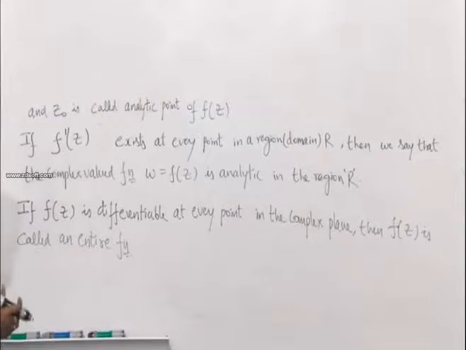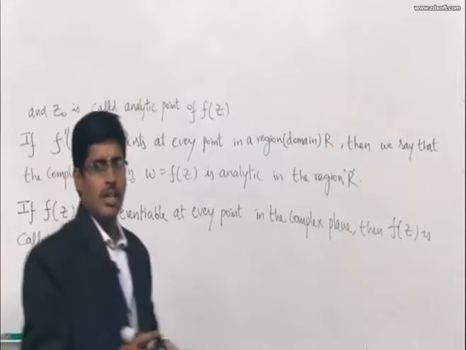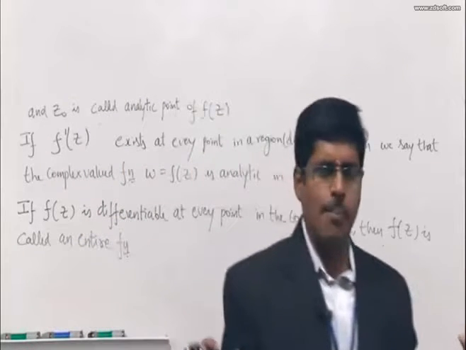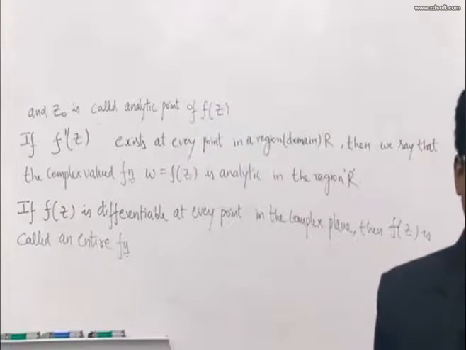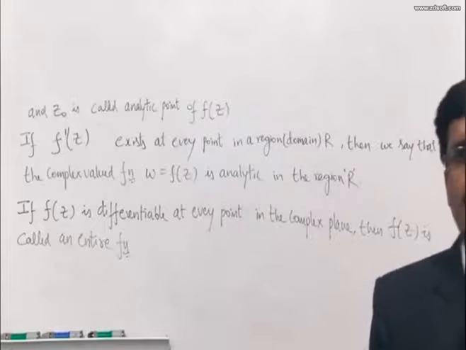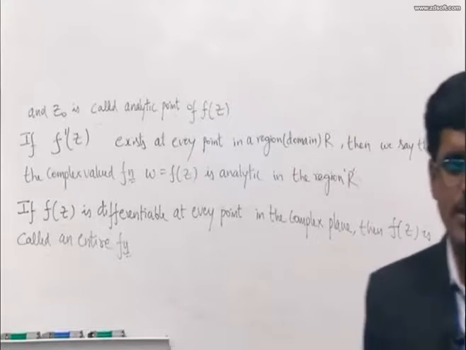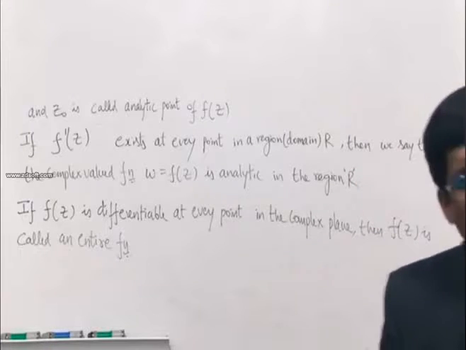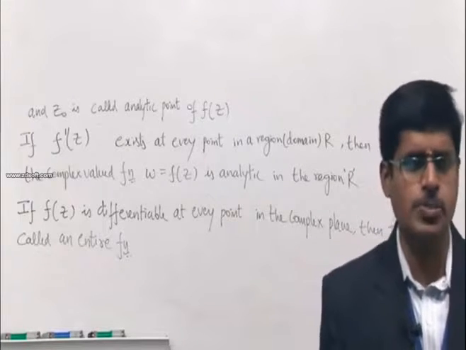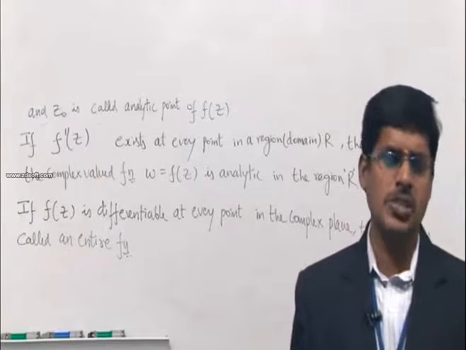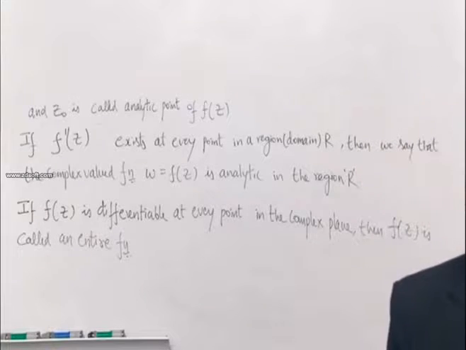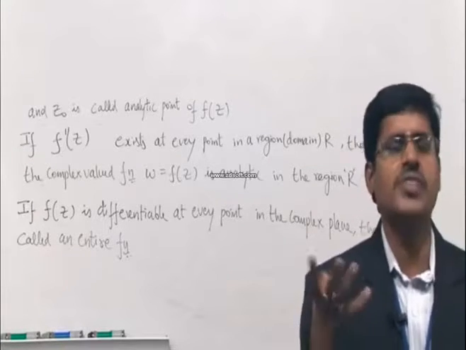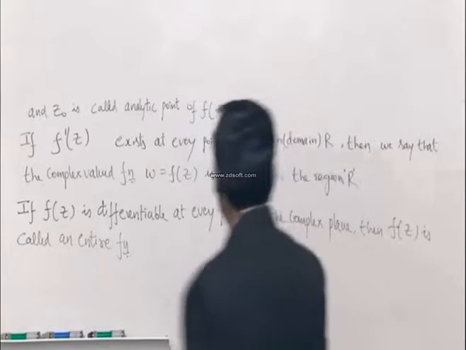Now what is again a small difference in this definition? Throughout the complex plane, at every complex number, f dash z exists. That is called f of z is differentiable at every point in the complex plane. Then such a function is called an entire function. The name itself is entire. Such standard functions, what are they? Sin z, everywhere differentiable. Cos z, everywhere differentiable. E power z, exponential z, everywhere differentiable. Polynomial function, everywhere differentiable. Constant function, everywhere differentiable.